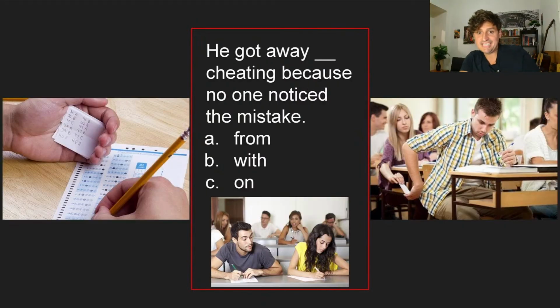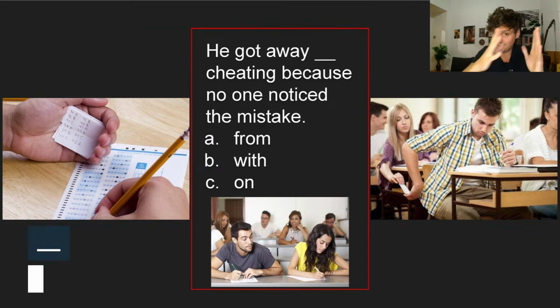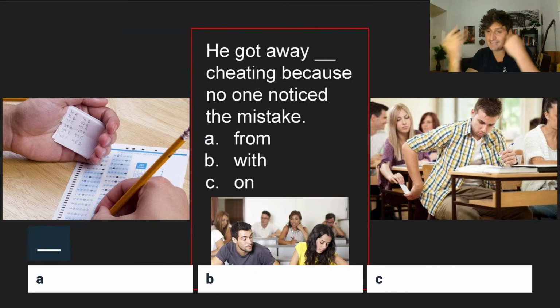Next one. So he got away from cheating. He got away with cheating. He got away on cheating, meaning he escaped. Right? He didn't get caught. If you get caught, that's get plus the passive. You get caught means you get found out. Somebody finds out that you cheated.